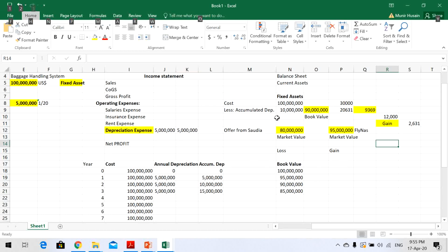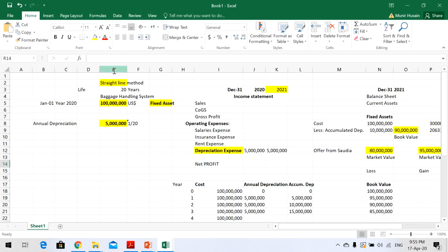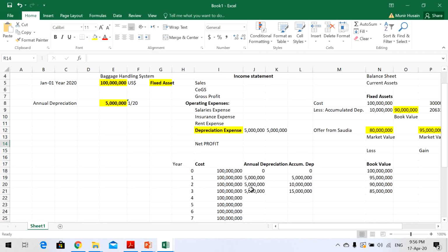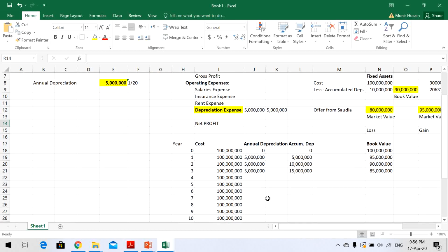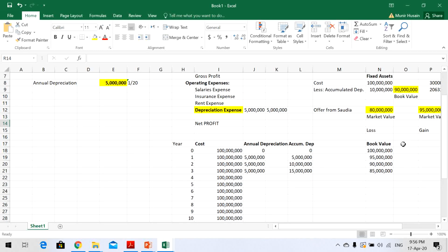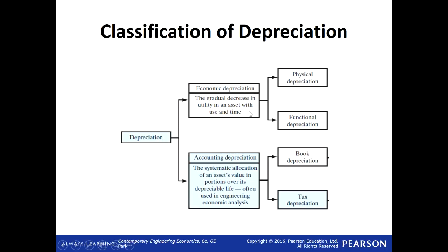You can see here how the total cost of this baggage handling system, 100,000, has been divided over 20 years, right? 5 million in each year, right? This is the depreciation each year, 5 million, right? So at the end you have the book value, and we continue until we have a book value of 0, right? So that is what we call accounting depreciation, right? So this was the systematic allocation, right?